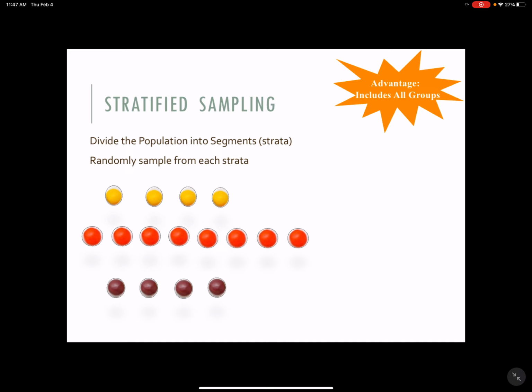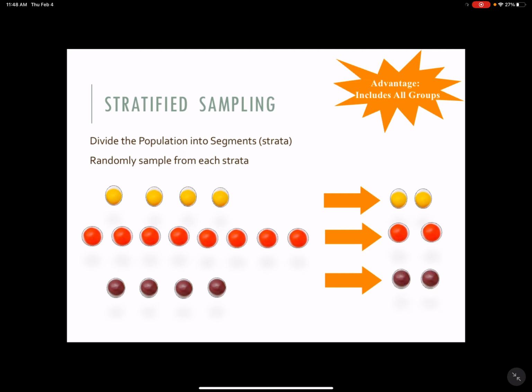We divide the population into segments, which are strata. And you can see here that I've divided all the yellow candies, all the orange candies, and all the brown candies into groups. And then we randomly sample from each strata. So within each strata, we take a random sample, but the whole sample is not truly random because we've got people from each strata represented. So I randomly draw 2 people from the yellow group, 2 people from the orange group, 2 people from the brown group. I've identified all groups. So that's a huge advantage.